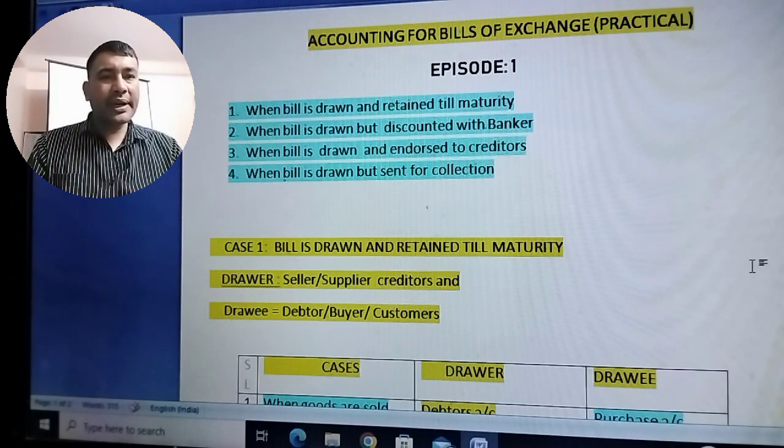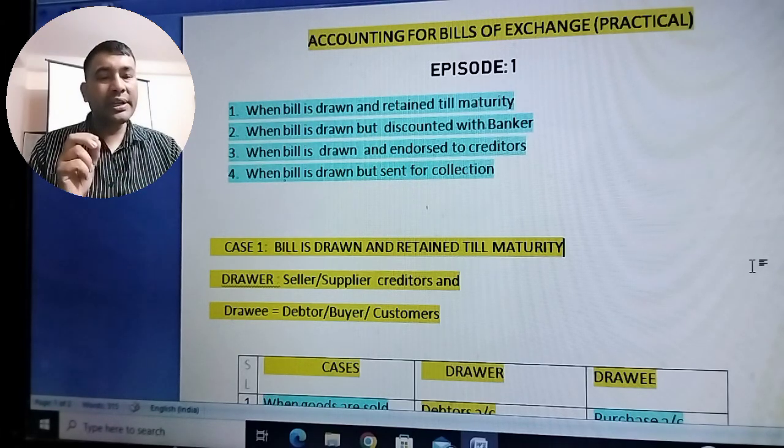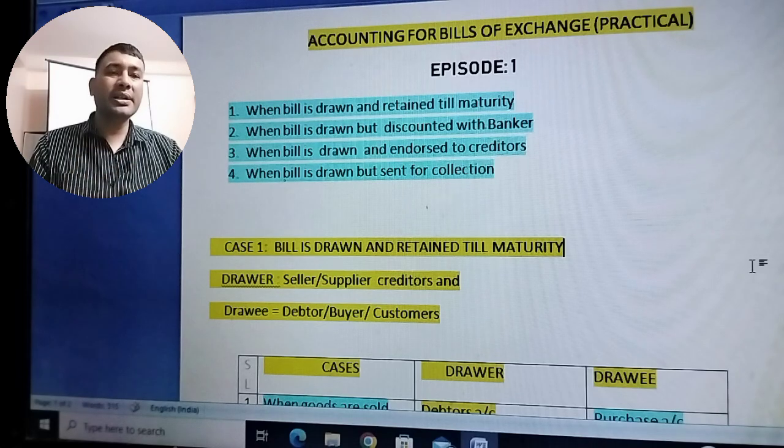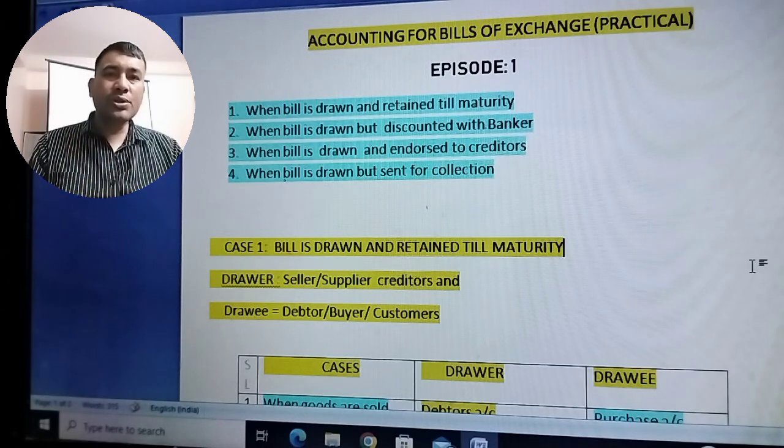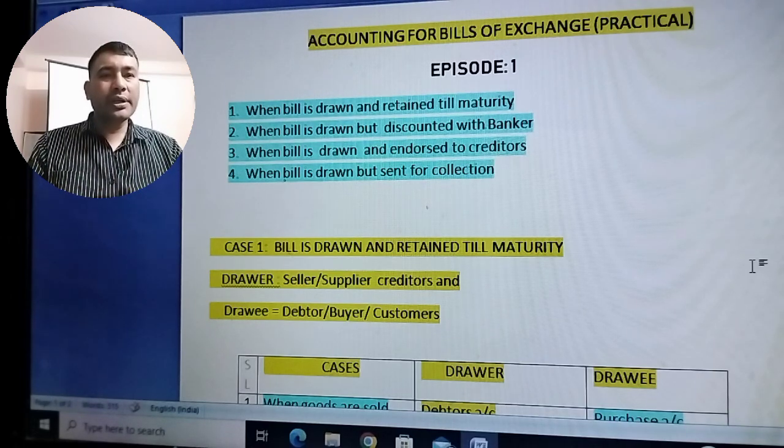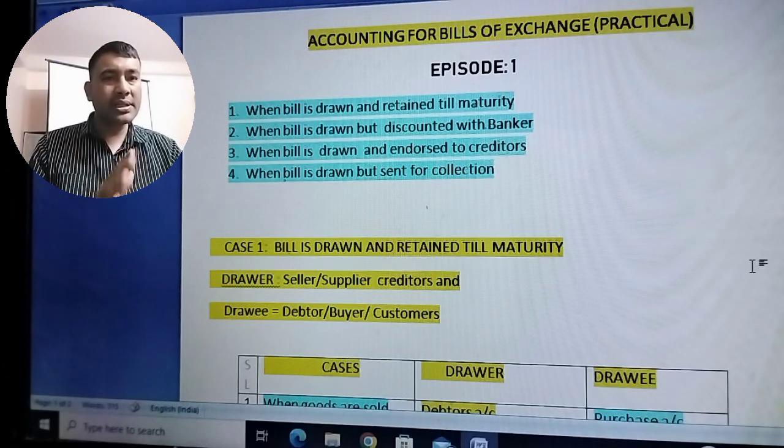You should understand who the drawer is. In case of bills of exchange, the drawer is the seller who sells goods on credit, so he is the supplier or the creditor. Drawer, seller, supplier, creditor, same thing. Likewise, the drawee means the buyer, debtor or customer. Please don't forget to take the screenshot as visible on the screen. I think it is legible to all of you.